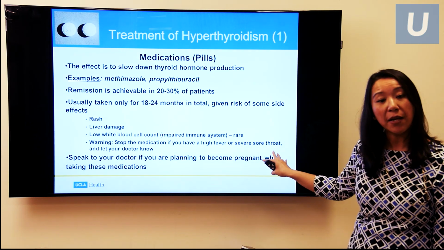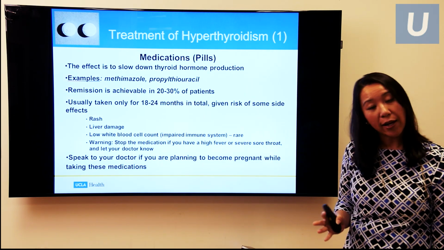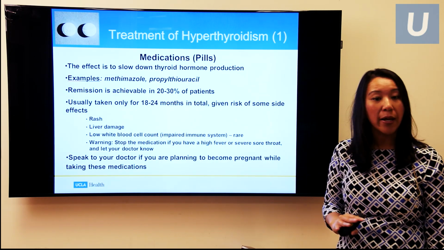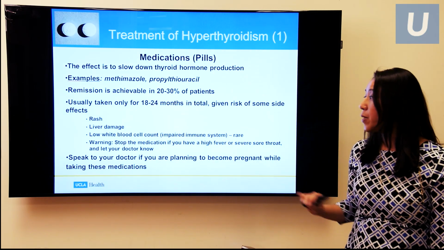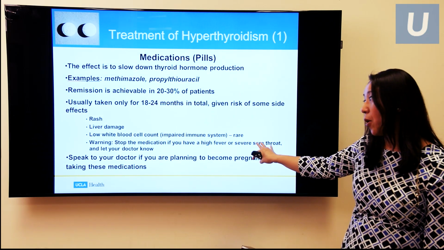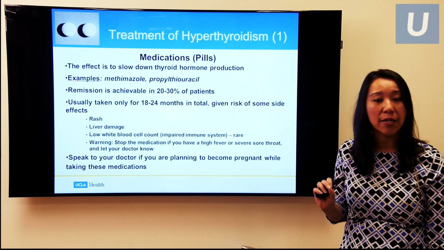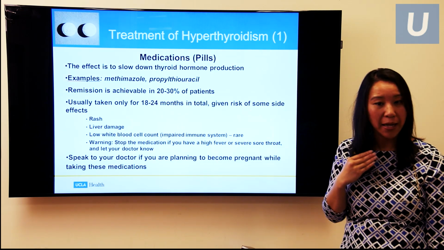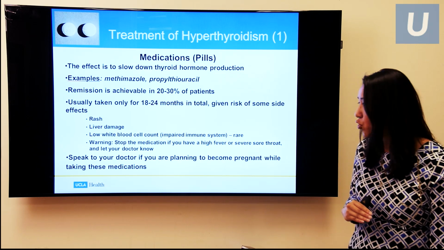These are some of the side effects that can be seen. Rash actually is fairly common, but it's minor. And if it's tolerable, it may go away. More seriously, there could be liver damage. This third part, the low white blood cell count, is very, very rare. But if it happens, obviously that's impacting your immune system, and that can be very dangerous.